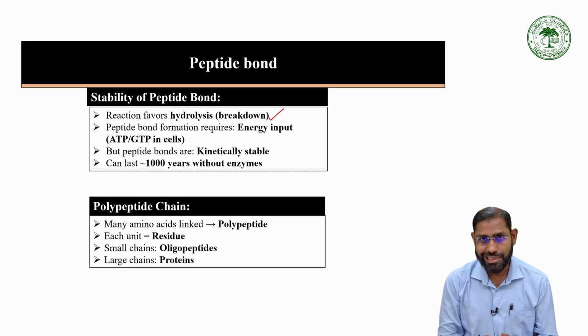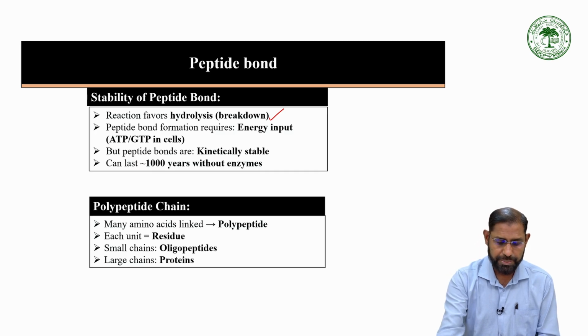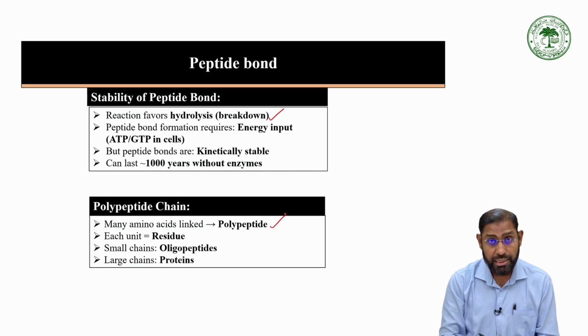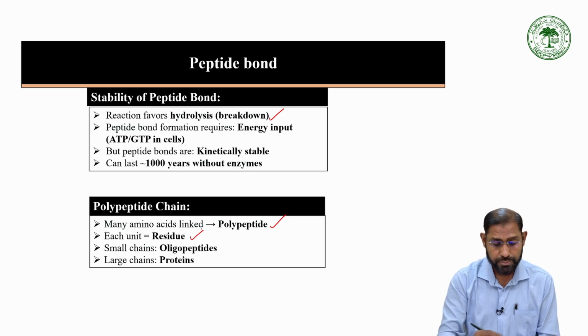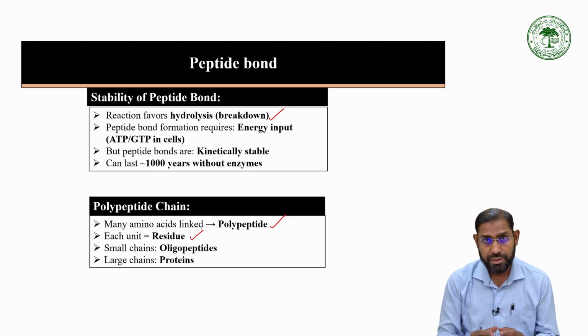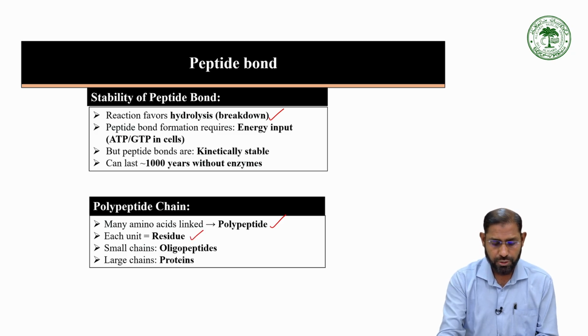Many amino acids linked with peptide bonds are called a polypeptide, and each unit is called a residue. If a couple of amino acids are linked together, that is called an oligopeptide. And if a large number of amino acids are linked with peptide bonds, that is called a protein.